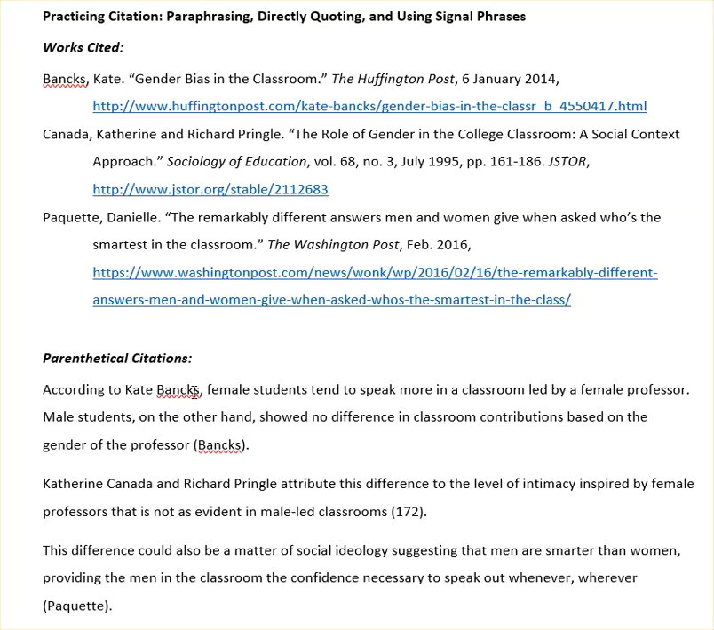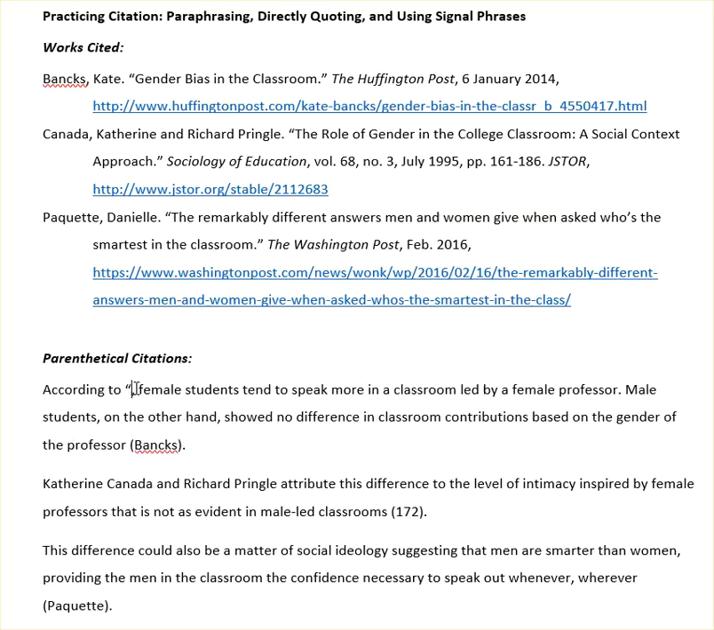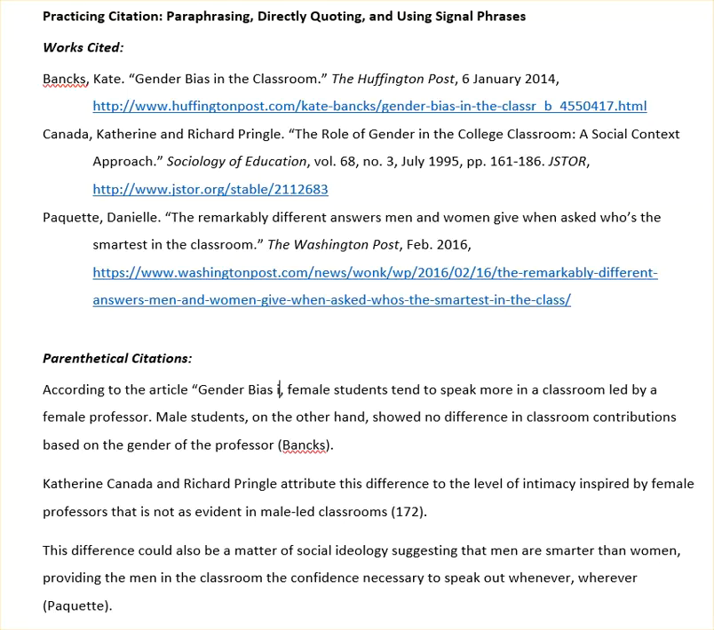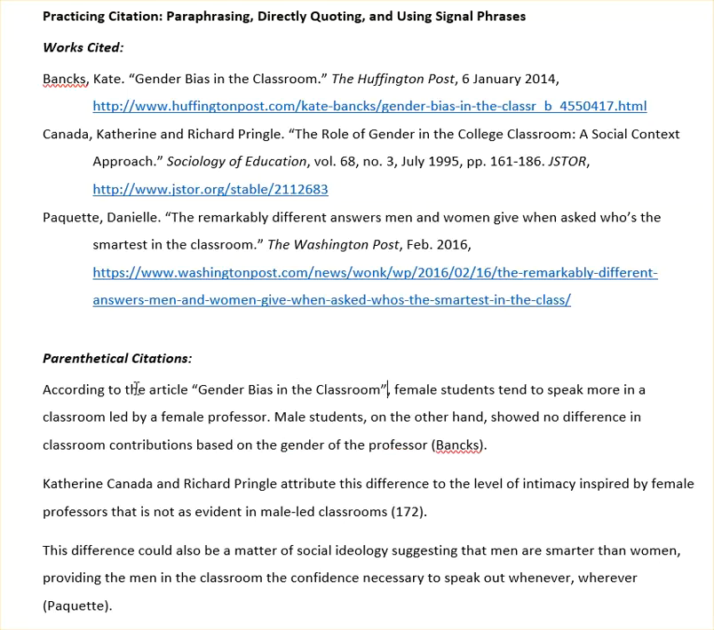Again, to solve this problem, all you really need to do is enter in what I had in the beginning, the article, gender bias in the classroom. That way I'm not repeating Banks and I'm not making any issues for myself.